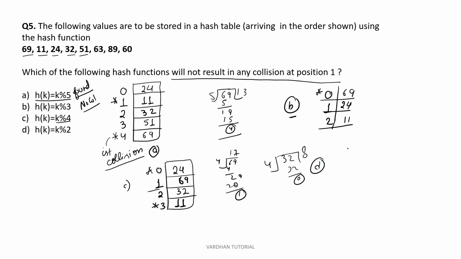Now case D. Key is 2, so 0 and 1. Now 69 modulus 2, remainder will be 1. So 69 will be saved here. Again 11 modulus 2, remainder is 1. So 1 is already having 69. So collision will be found at position 1 and 11 will be stored here. See, in option B and option C, we are not having any collision. So our correct options are option B and option C.